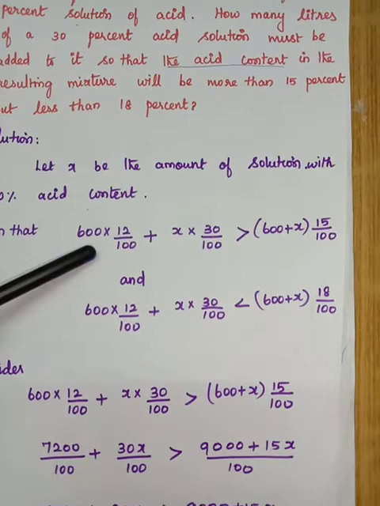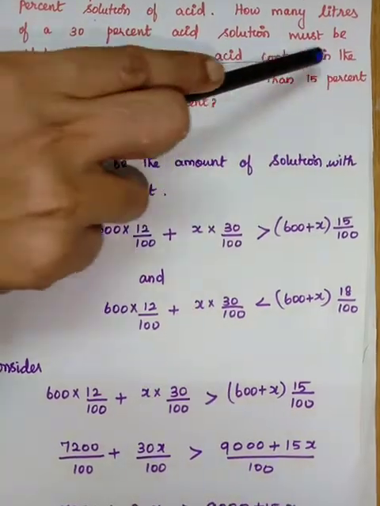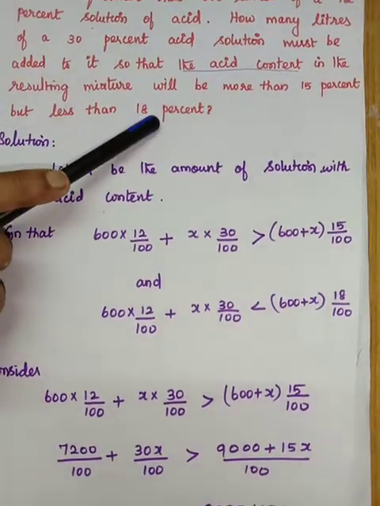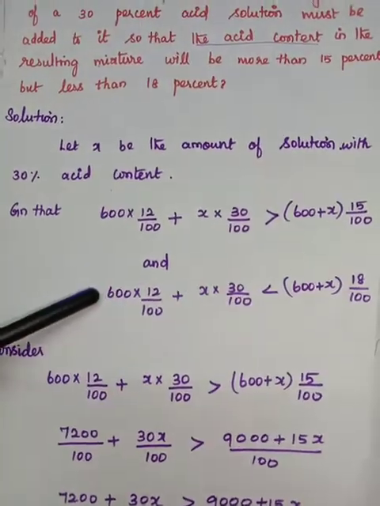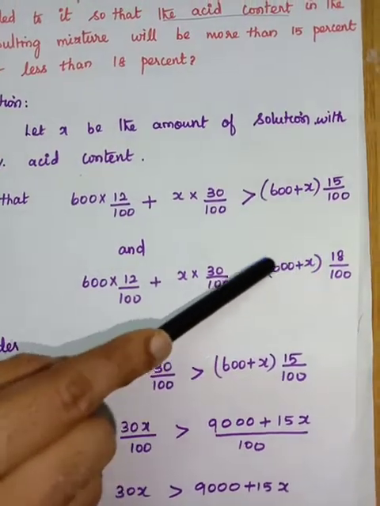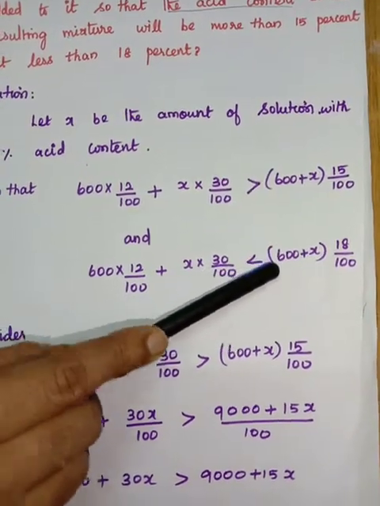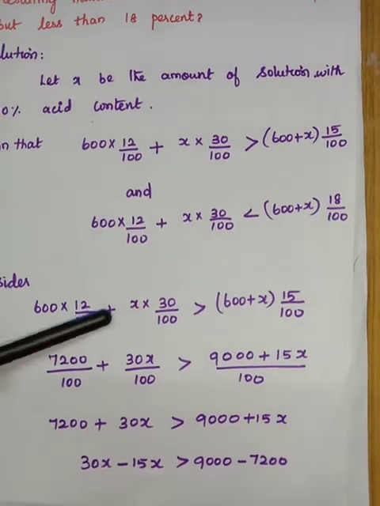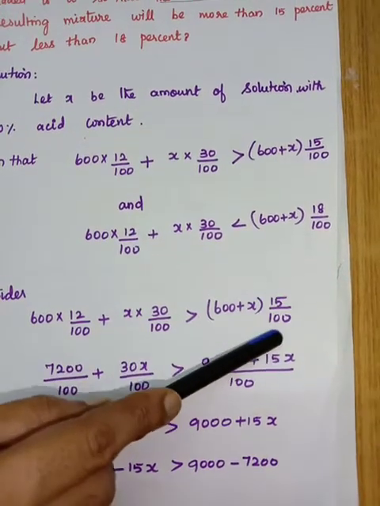So you have to write this equation like this, and then the same way, the acid content in the resulting mixture will be less than 18%. So this is the acid content in the solution. Here 18% of acid in the resulting mixture, and it should be less than, so I have used the less than symbol. So consider the first one: 600 into 12 by 100 plus x into 30 by 100 is greater than 600 plus x into 15 by 100.